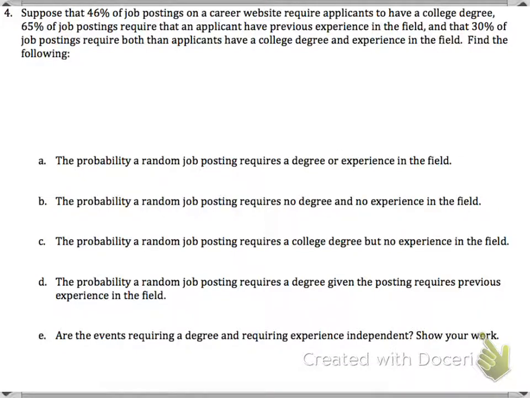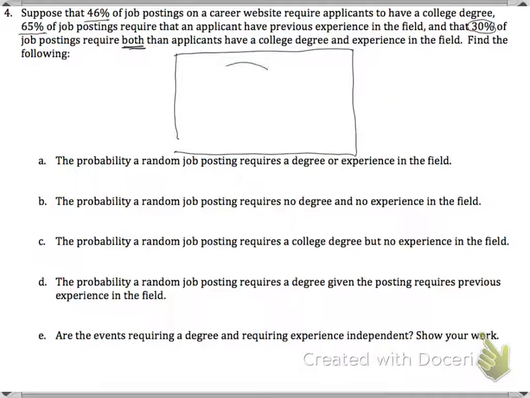Suppose that 46% of job postings on a career website require applicants to have a college degree, 65% of job postings require that an applicant have previous experience, and 30% of the job postings require both. They have a degree and experience in the field. Find the following. So they give me a probability of one event, a probability of another, and then most importantly, the probability of them both. So this is a Venn diagram where hopefully I can draw a nice picture for you.